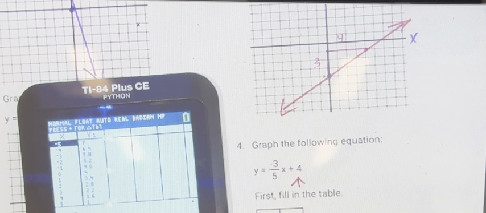So again, me personally, I would put a dot at 4 and put another dot at 4 and then go down 3 and over 5 or up 3 and over 5 and use the arrow buttons and then check your point.